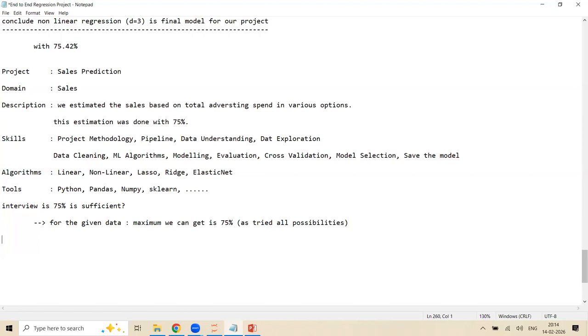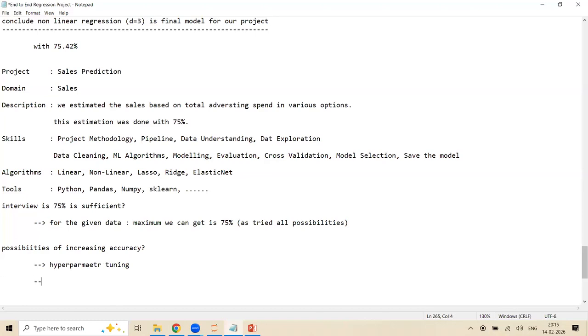Now, can't we increase the accuracy? What are the different possibilities of increasing accuracy? If they ask a question like this, what is the possibility of increasing accuracy, then you have to answer: what possibilities are there? Sir, we have to do hyperparameter tuning. This is one possibility to increase the accuracy.